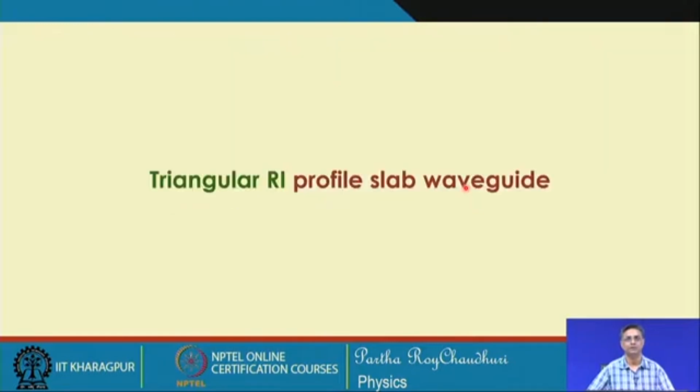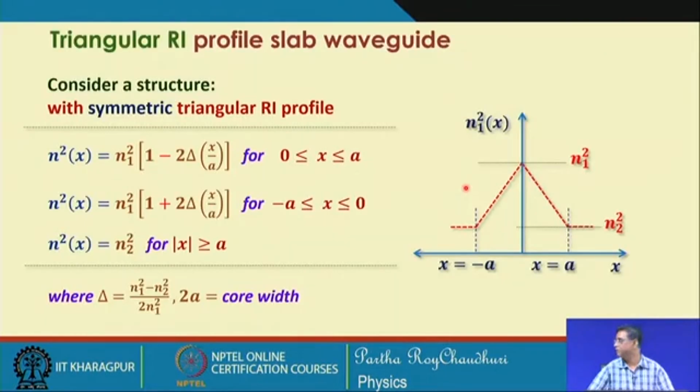Now, we will consider the other graded index profile, which is a symmetric linear profile, and we call it the triangular profile. So, for the triangular profile, we write n1 square of x. Now, this q has become 1, this is for the core and this is for the cladding. This is for the right hand side of the core, this is for the left side of the core. So, you have 3 regions 1, 2 and 3, actually 4 regions.